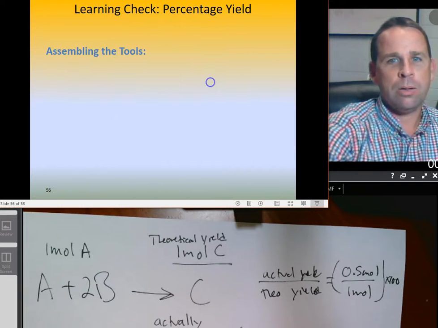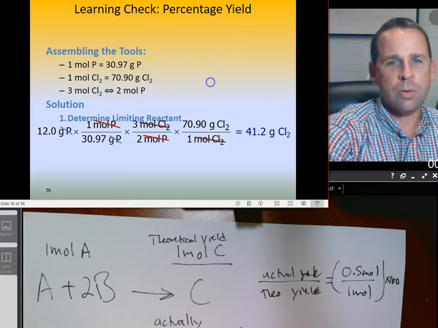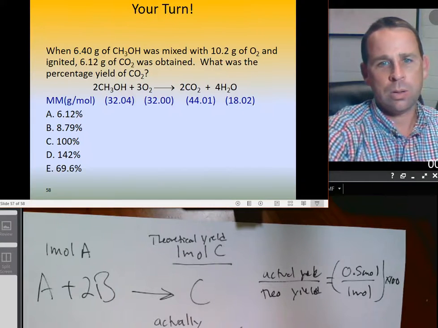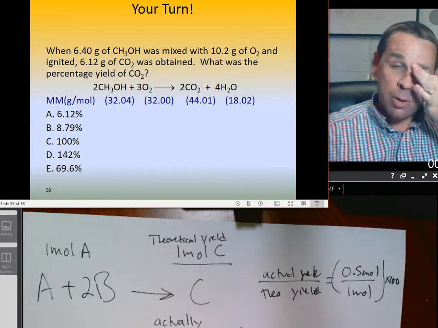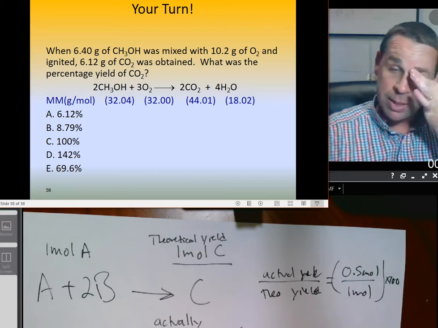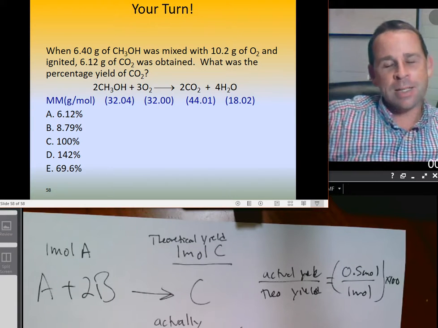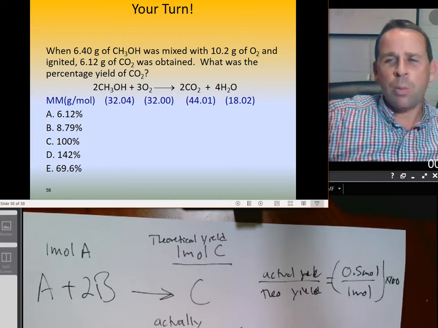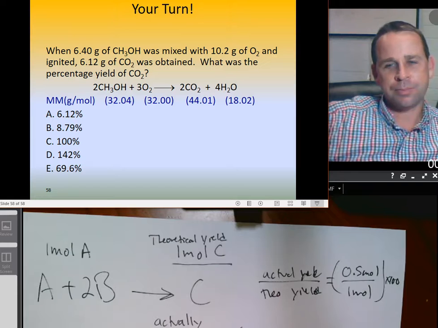All right. So let's skip forward here to a problem. Here we go. If we have 6.4 grams of methanol, CH3OH, and we mix it with 10.2 grams of oxygen and ignite it, we get 6.12 grams of carbon dioxide. And we want to know what the percent yield of the carbon dioxide was.